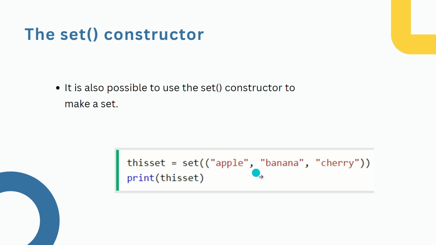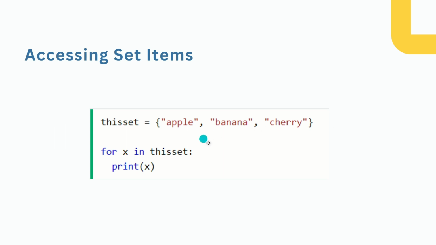So to use the set constructor, you have to use double round brackets, you have to write the word set, and then you have to write your items in it separated by a comma. Then you can just print the set. So to access the set items, you can simply use a for loop, for example, for x in this set, and then whatever you want to do, like let's say printing that specific item.